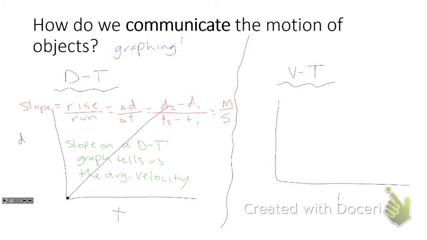Time usually always goes on the x-axis. And then what does that leave for my y-axis? Velocity. Good. And as we just said, what are the typical units for velocity? Meters per second. And if this is seconds, typically.